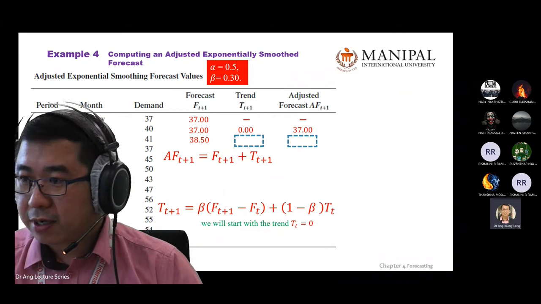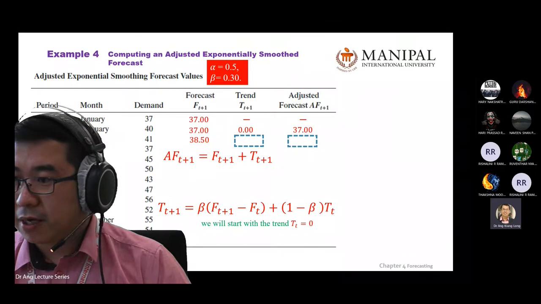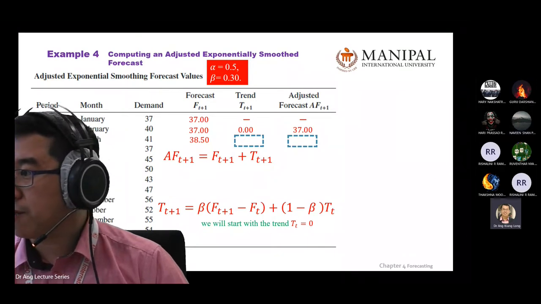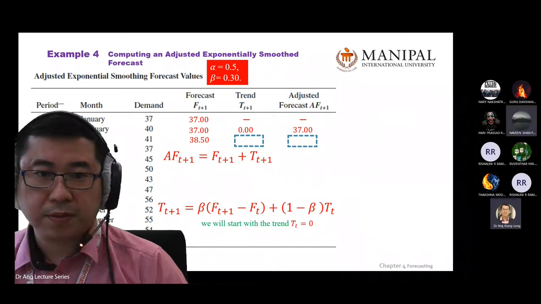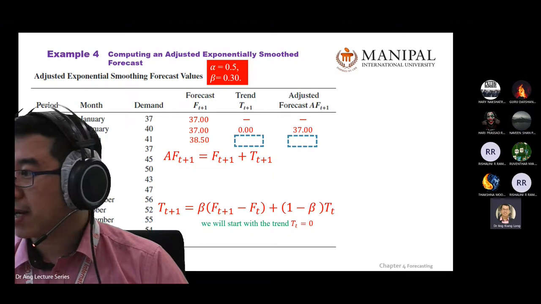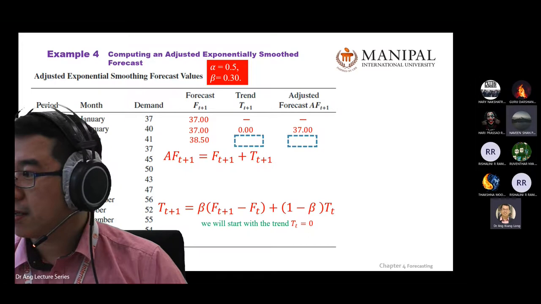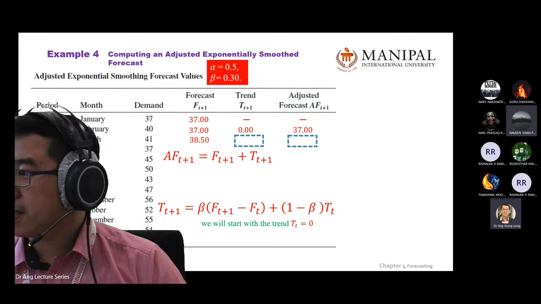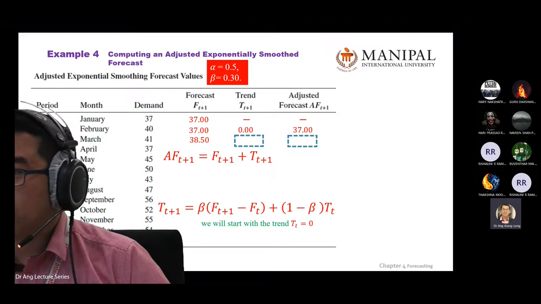So the next one, month of June will be Nevin. Nevin, what is your forecast for June? 41.68, sir. Correct. What is your trend? 1.041. Correct. Adjusted forecast? 42.72, sir. Okay, correct. Good job, Nevin.